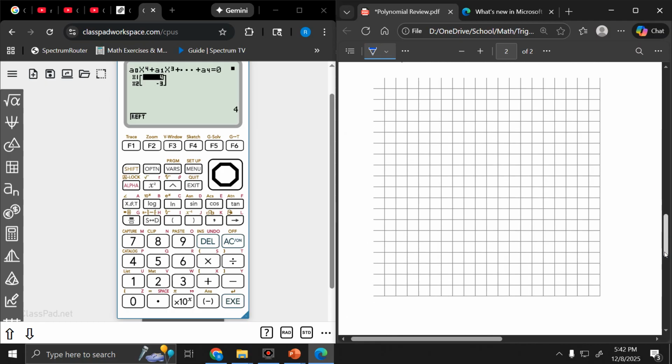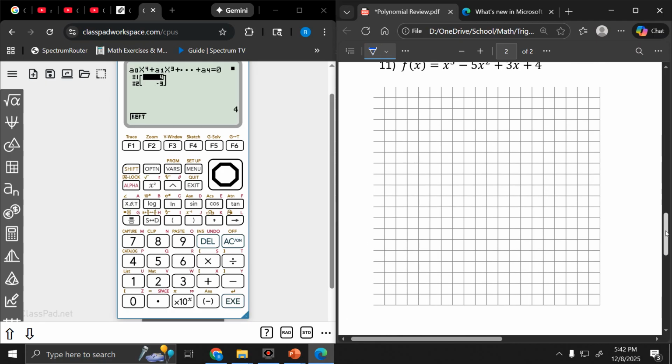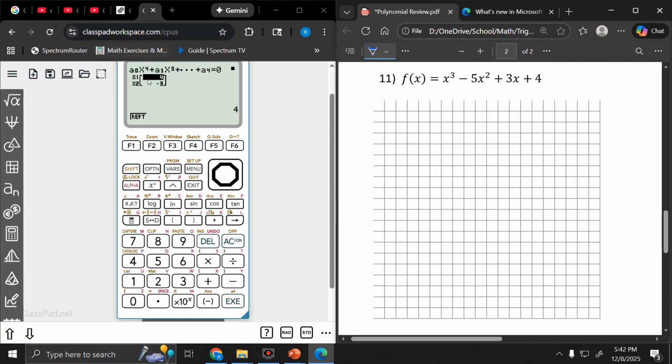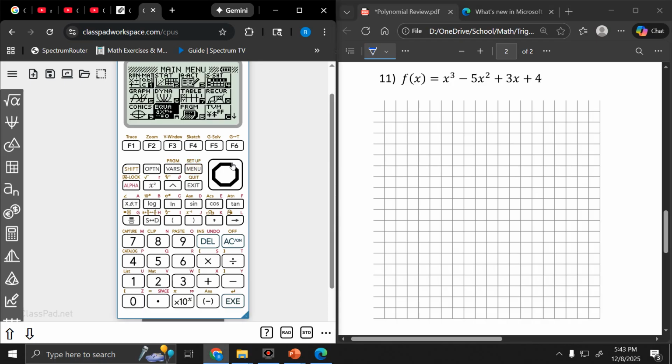All right, so first I'm going to graph this. You should use the tabling function on your calculator, but if you forgot where that was, here's the calculator. Press menu, go over to table, and then type in your equation. So in this case, x to the third minus 5x squared plus 3x plus 4.